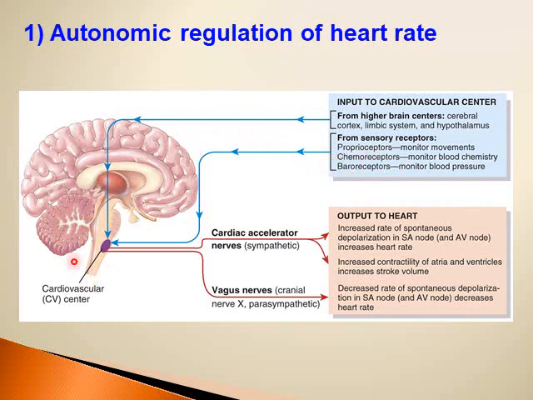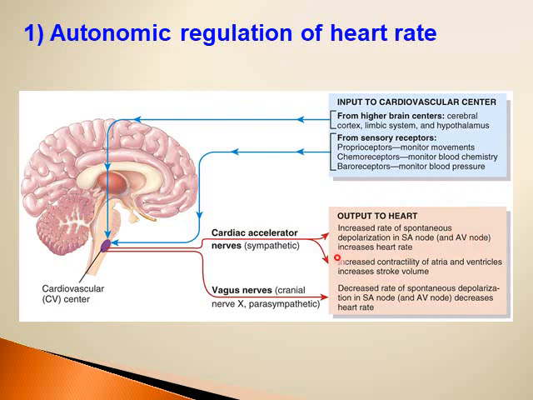Input to the cardiovascular center, processing there, then we get the order through the cardiac accelerator nerves. These are the sympathetic fibers that will increase the rate of spontaneous depolarization of the SA node, and this will increase the heart rate and also will increase the conduction through the AV node. It will shorten the delay that happens in the AV node.